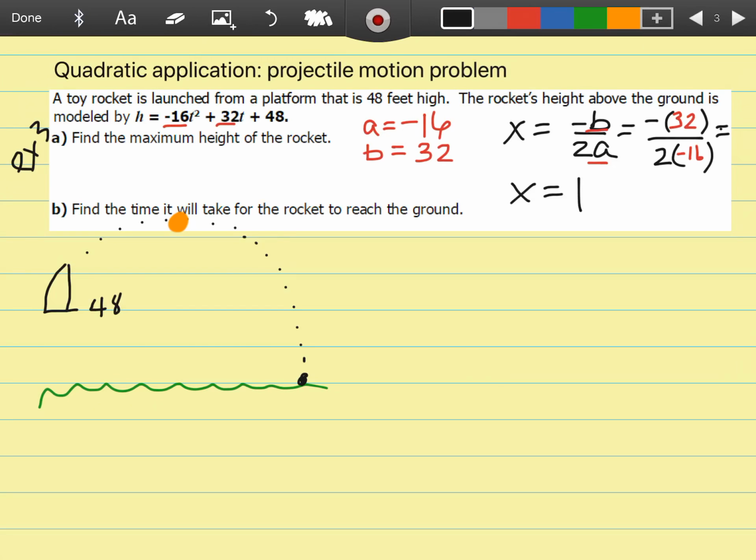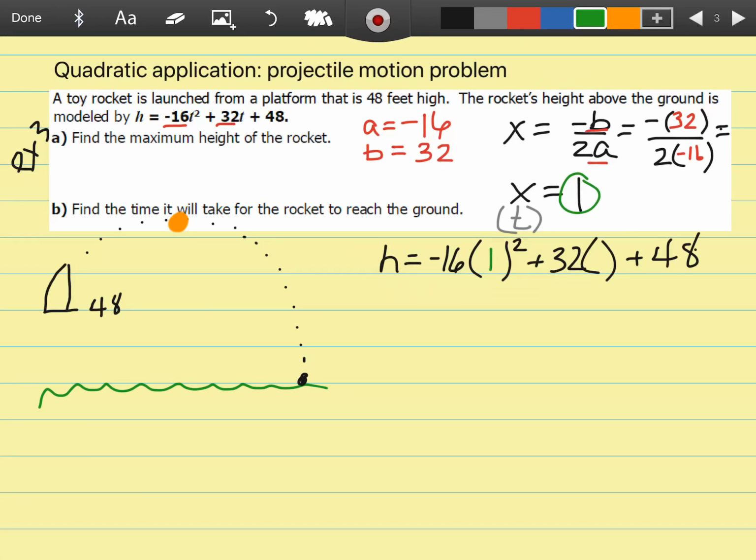Next step, what I'm going to do to get the y value, and actually they're not using x and y in this equation, they are using h and t. So what we just found was the t value. Now we're going to go find the height. We're going to do this by plugging that x or t value into the function. So h equals negative 16 plus 32 plus 48. Okay, so I'm going to take that one right there, and I'm going to plug it in down here. And then I'm going to simplify.